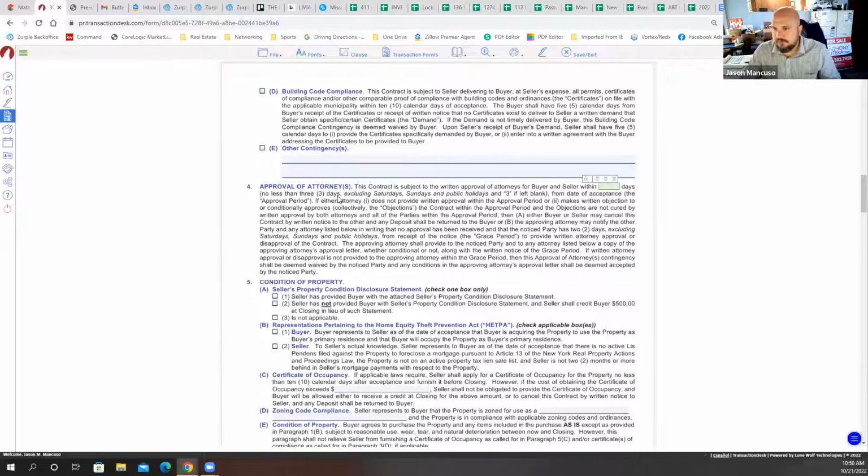It says "if no less than 3 days, and 3 if left blank." Don't leave it blank, even though that's there. Just fill in 3. There's no need for you to have a longer attorney approval contingency in the market that we're in. So just leave it at 3. But basically, real quick, the concept is a contract is not a fully accepted contract until both buyer and seller attorneys approve of the contract. So as agents, we're not attorneys.